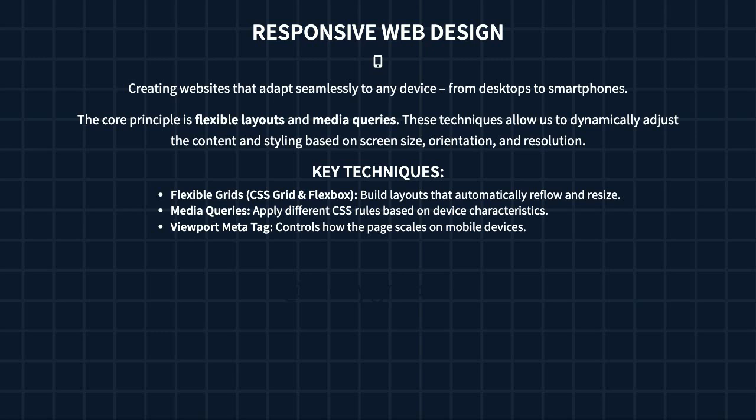Flexible grids like CSS Grid and Flexbox allow our layouts to adapt automatically as the screen size changes. And then, media queries let us apply specific styles based on things like screen width. Finally, don't forget about that viewport meta tag. It's a small piece of code that tells mobile browsers how to scale your web page.